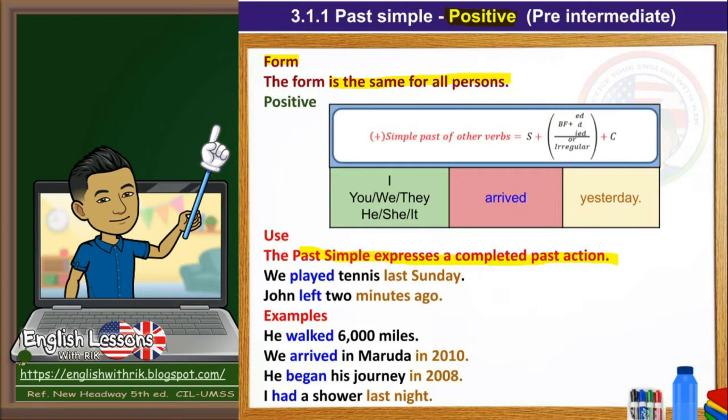We played tennis last Sunday. John left 2 minutes ago. Here are some more examples. He walked 6,000 miles. We arrived in Maruda in 2010. He began his journey in 2008. I had a shower last night.